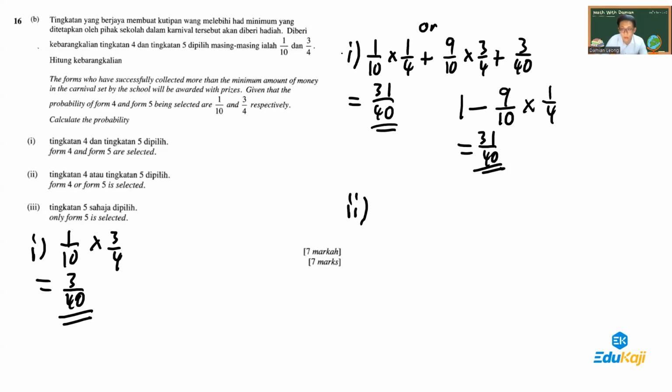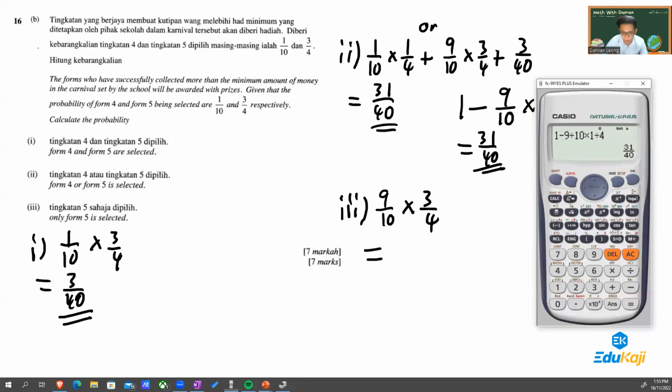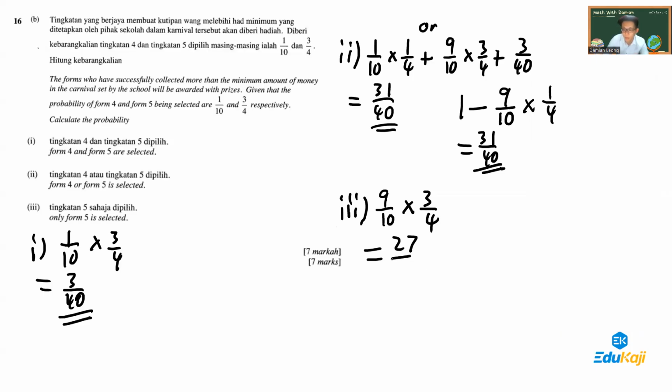Then the third one, only Form 5 is selected. That means Form 4 is not selected. So I can just take Form 4 not selected, 9 over 10, times Form 5 selected, 3 over 4. Yeah, 9 over 10 times 3 over 4, 27 over 40. That's it. That's for the probability here.